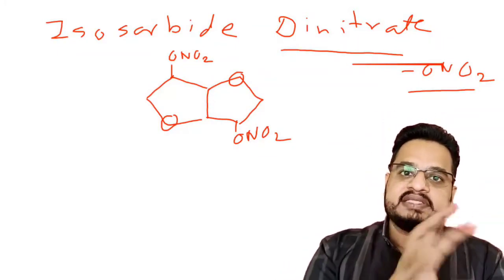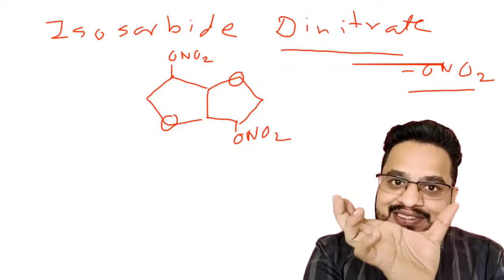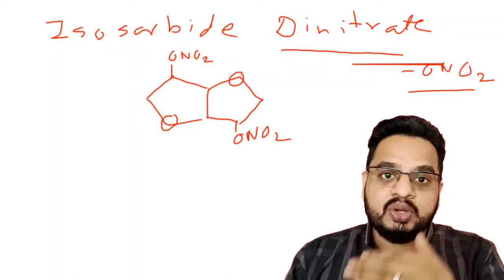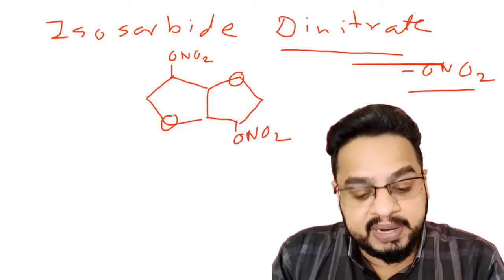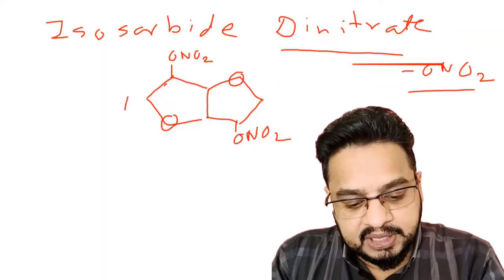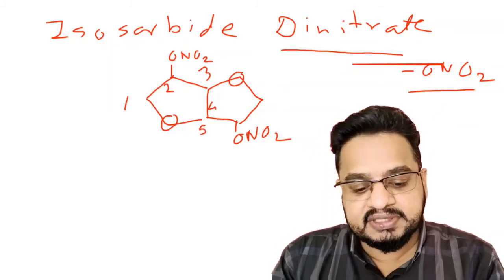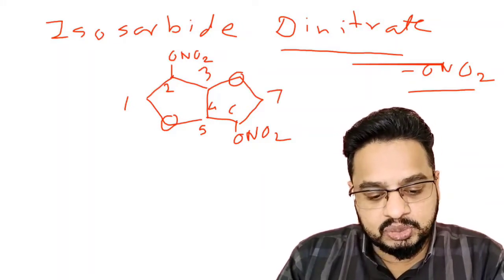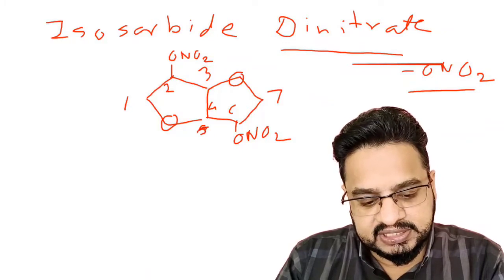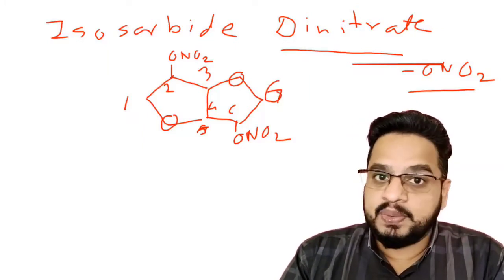Now first, something like a synthon approach, we will do that. First you understand what is the basic nucleus or the structure of isosorbide dinitrate. Once you understand that, then we will go for the synthesis. In this isosorbide dinitrate, see how many carbons are present. You check 1, 2, 3, 4, 5, and 6. So total 6 carbons are present, right?